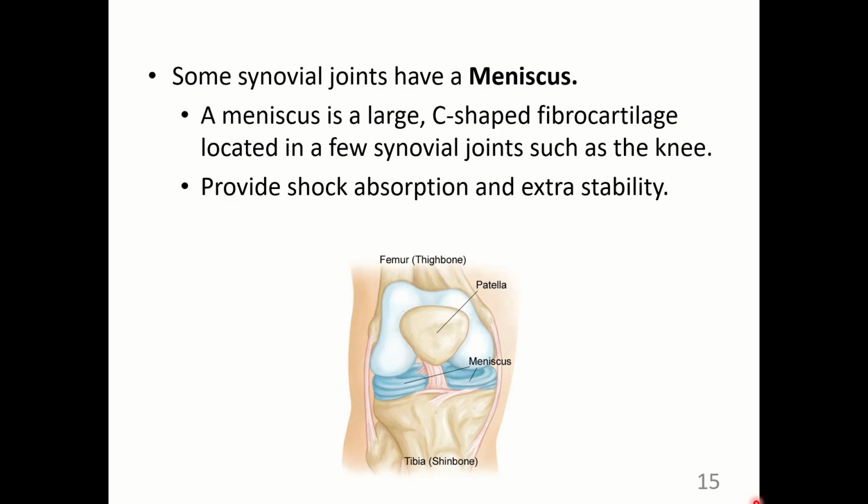Some synovial joints have a meniscus. A meniscus is a large, C-shaped fibrocartilage located in a few synovial joints, such as the knee. It provides shock absorption and extra stability. Fibrocartilage is very good at resisting compression. It's like the rubber in a tire.